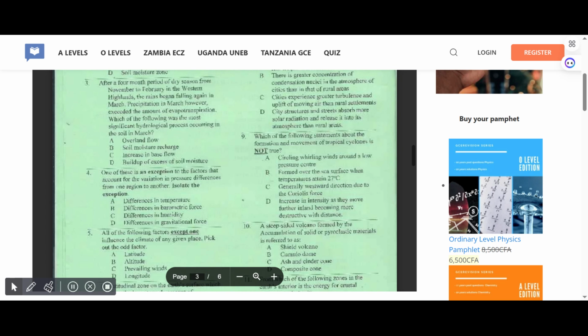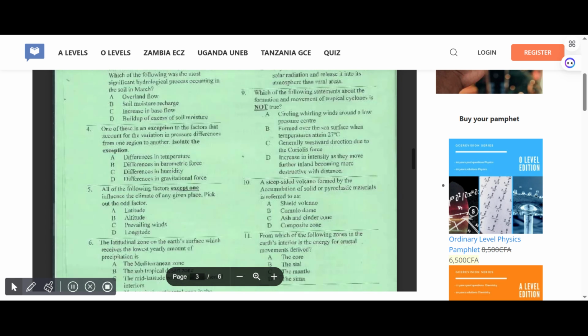Which of the following statements about the formation and movement of tropical cyclones is not true? Correct answer for 9 is B, which is formed over the sea surface when temperatures attain 27 degrees.